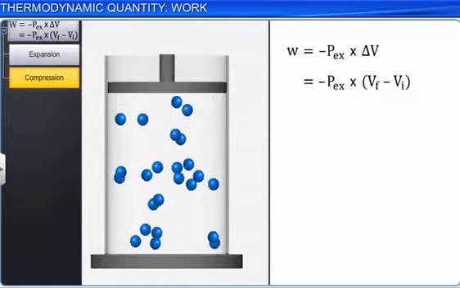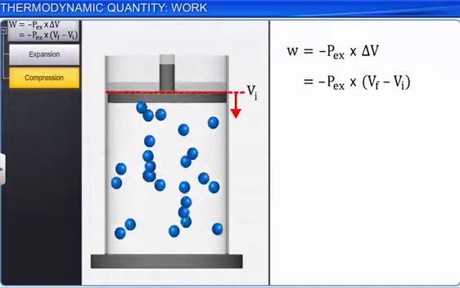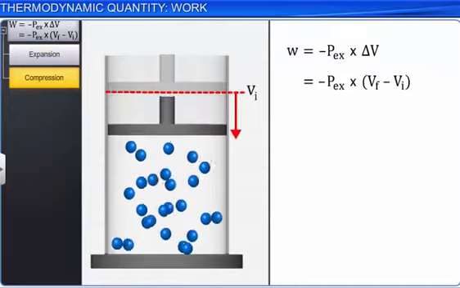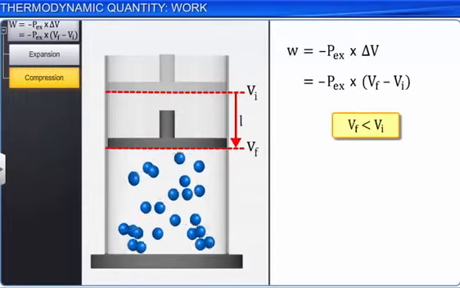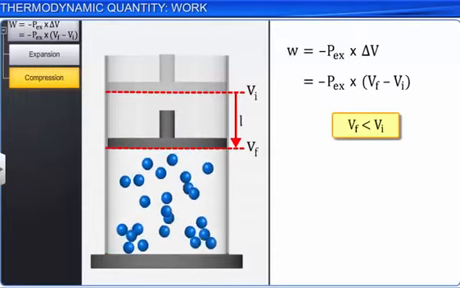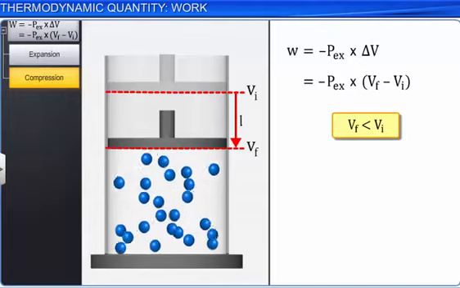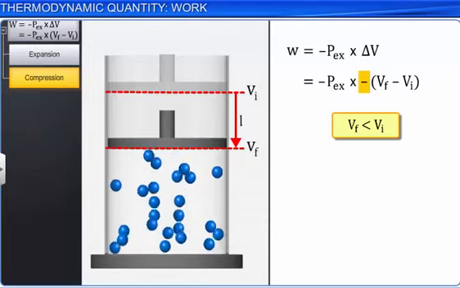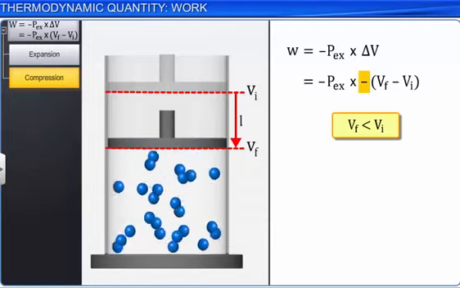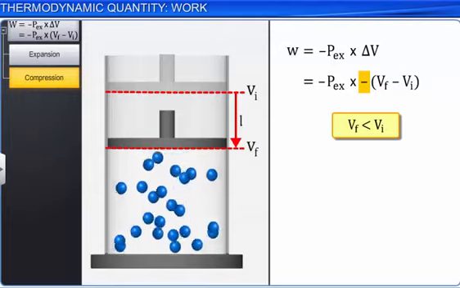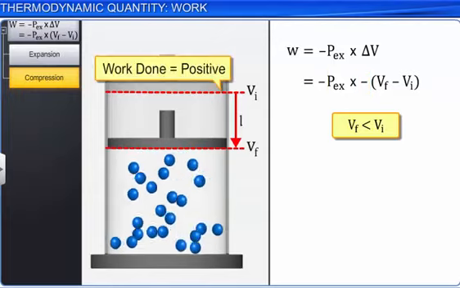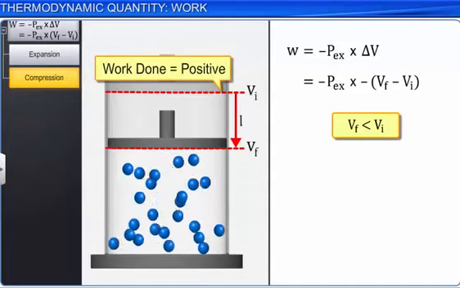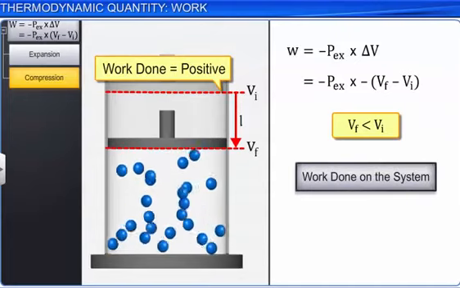Similarly, if the gas compresses, Vf will be lesser than Vi. On substituting the values of volume in the equation of work, we get a negative volume. When this negative value is multiplied with the negative external pressure, the resultant work is positive. Then we can say that work is done on the system.